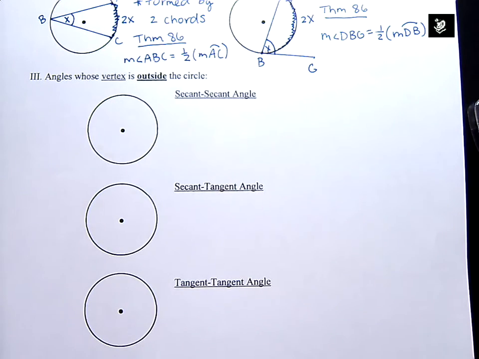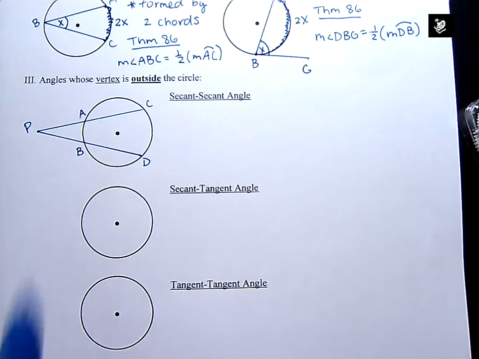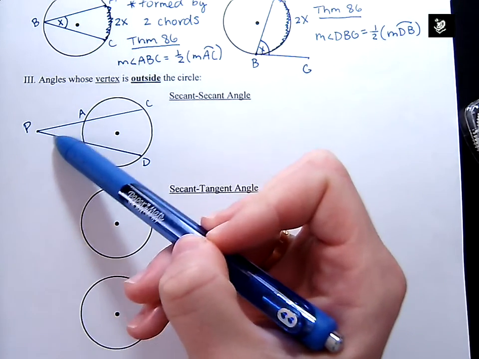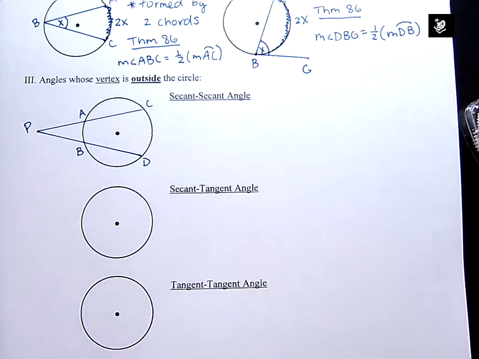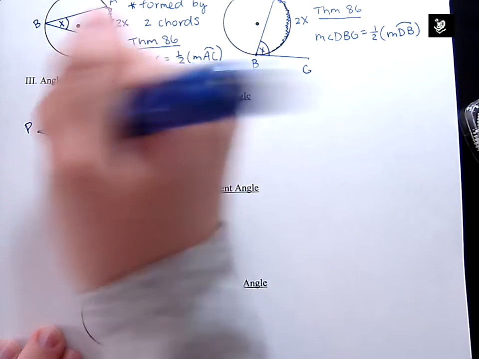The last three types of angles, it's great because they all have the exact same formula. So any angle whose vertex is outside the circle is going to have one specific formula. First one we're going to talk about is a secant angle. So I'm going to draw two secants. I've got secant PC and I've got secant PD. Notice that the angle is outside the circle as well as the vertex P. So here is my angle.